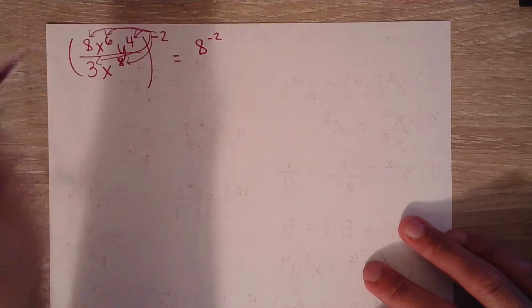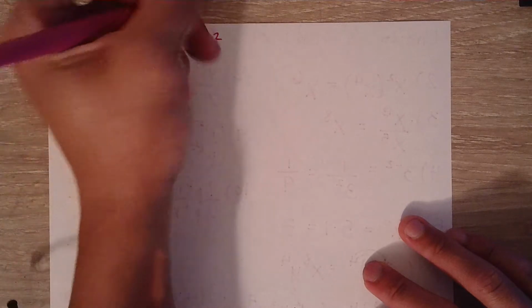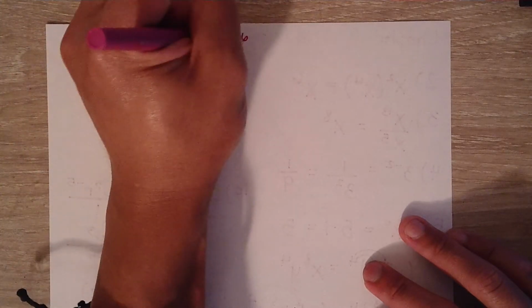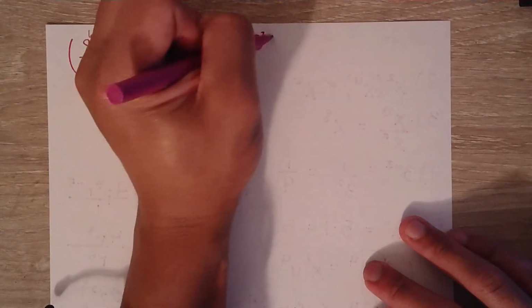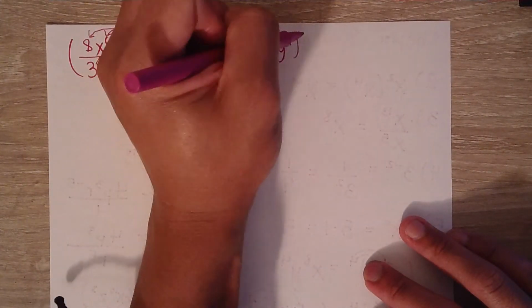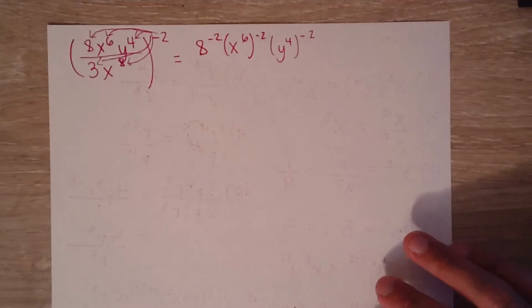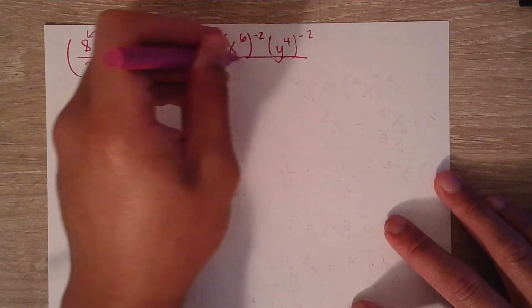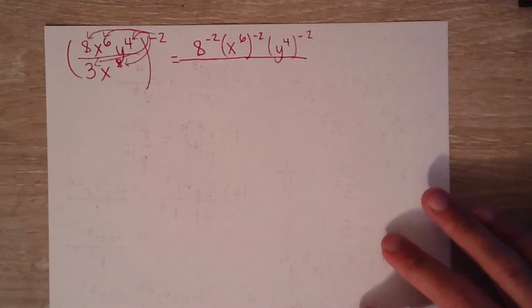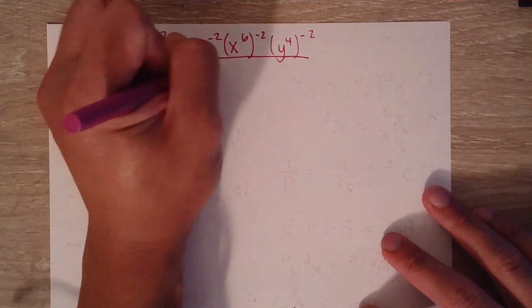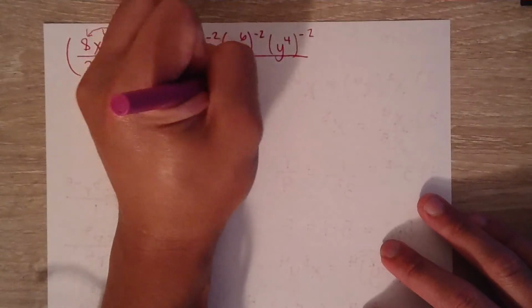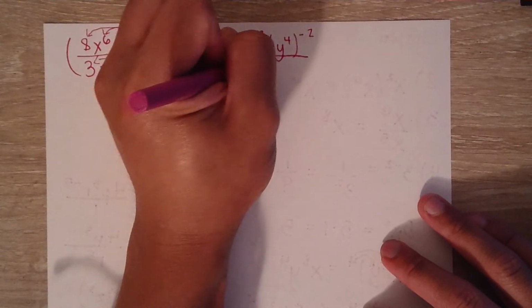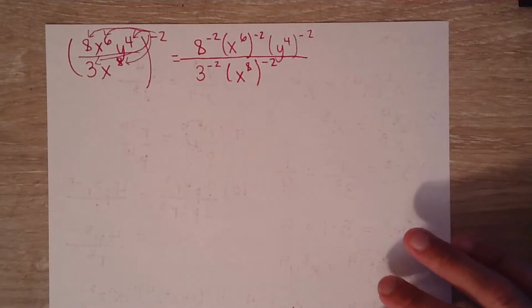We have 8 raised to the negative 2nd power multiplied by x to the 6th power raised to the negative 2nd power, and then y to the 4th power, once again raised to the negative 2nd power. And then all of that divided by, well, that'd be 3 raised to the negative 2nd power, and then x to the 8th power raised to the negative 2nd power.